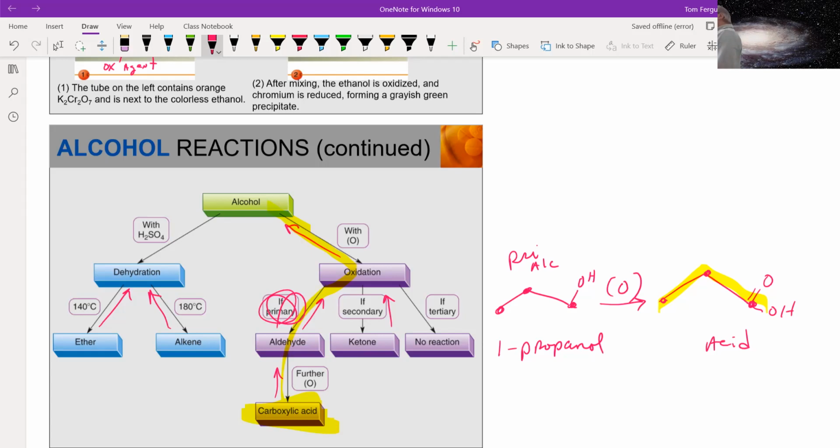So that's why this flow chart comes in so handy when you're trying to make stuff or you're trying to backtrack. Use forward and reverse arrows.